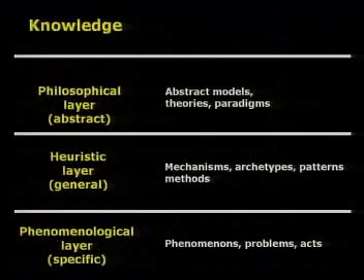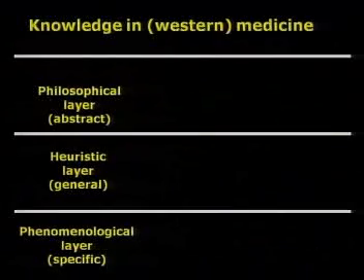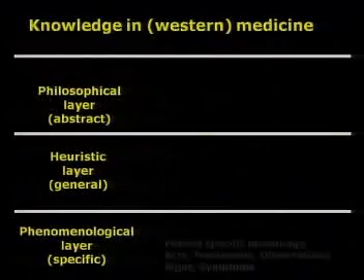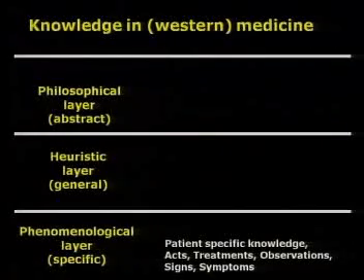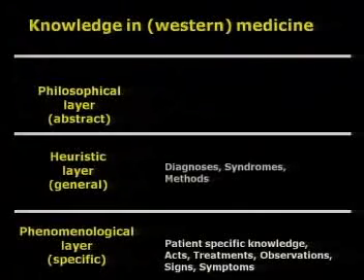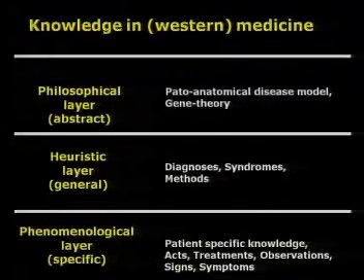to determine which knowledge should be pushed out to him, so it will be in complete context. This knowledge is well known in medicine, this knowledge model. Down here we have the patient-specific knowledge: the acts, the treatment, the observations, the signs, the symptoms. Up here we have the diagnosis, the syndromes, the methods, and up here we have the pathoanatomical disease model, gene theory, and things like that.